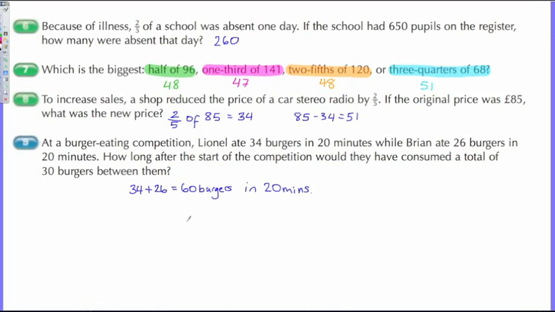So we want to know how long it will take to eat 30 burgers between them. So going from 60 to 30, that's half of it. So we need to reduce the time, or half the time as well. So that's going to be 20 minutes divided by 2 is going to be 10 minutes. So they're going to have 30 burgers in 10 minutes.